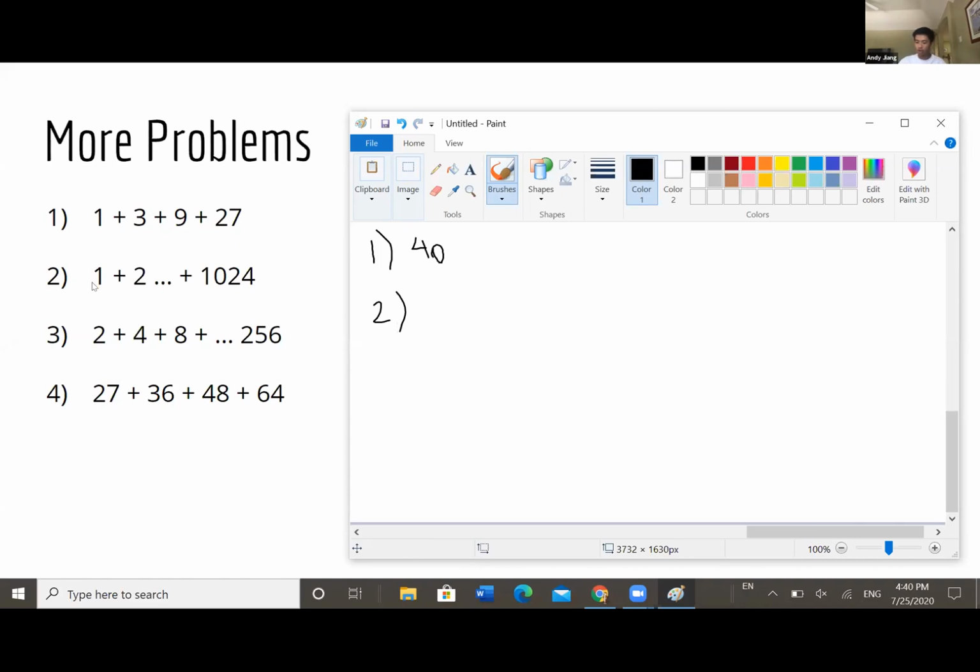If you start at a number and then go up to a certain power, you take the last number and then multiply by 2. So basically you're getting the next power of 2, which is 2048. Then subtract whatever the first term is. So in this case, that's 1. So I get 2047. So I'll do that for the third one. The next power of 2 after 256 is 512. So I subtract the first term and I get 510.